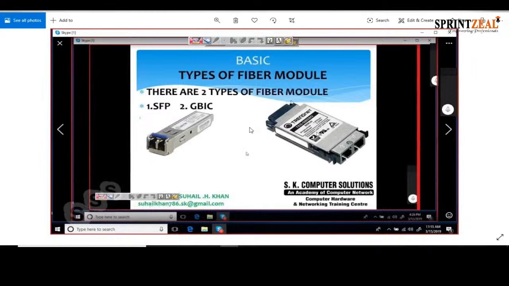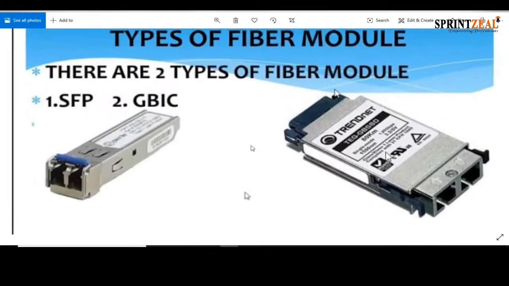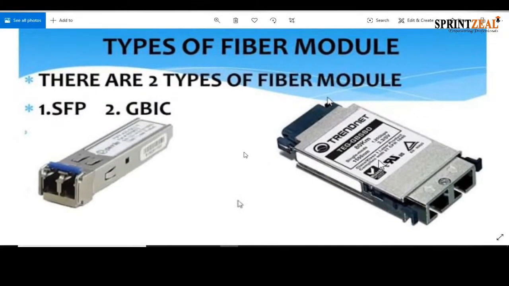Now, see, these are the fiber modules which are used in switches, and we connect the cable here. It is not like our twisted pair. Twisted pair is only one cable connecting in one link, and from the same wire, data is sent and also received. But in fiber optic cable, we cannot directly connect it into a switch.